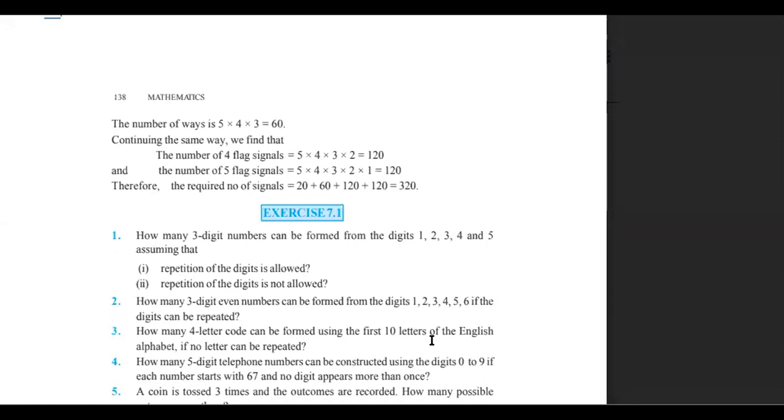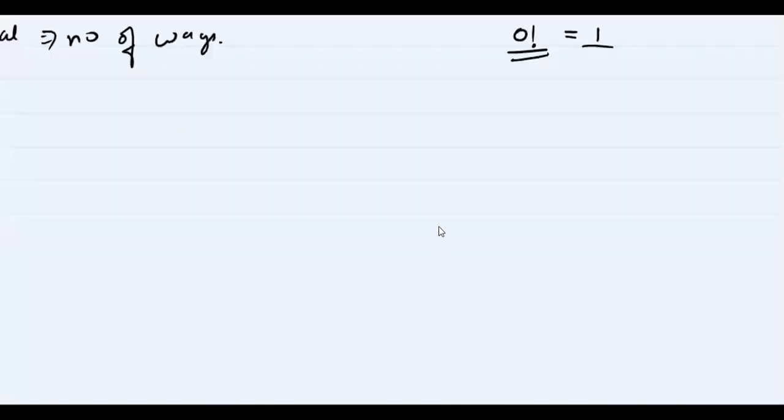Okay, now let's focus on the next concept. This is a small concept of factorial. Now that concept is called permutation. What's the meaning of permutation?